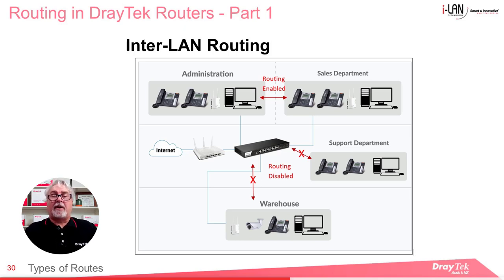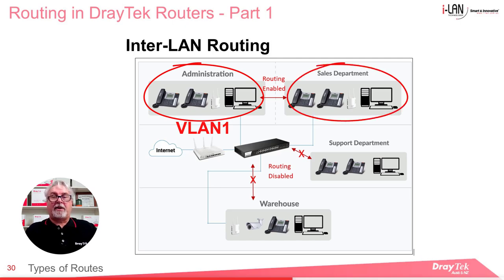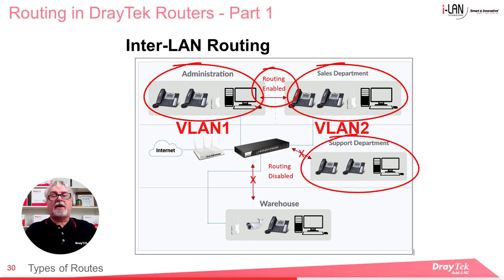For example, we may have a LAN subnet for the administration department configured as VLAN 1 and another LAN subnet for the sales department configured as VLAN 2, and we want to allow communication between these two departments. To allow that to happen, we enable inter-LAN routing between these two VLANs. Other departments, such as the support department and the warehouse, are not permitted access to the sales or administration networks, so we don't allow inter-LAN routing for those.